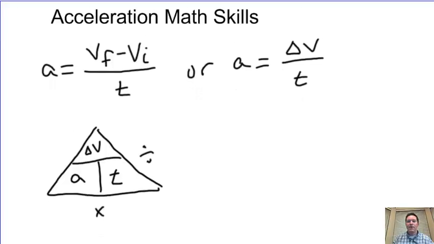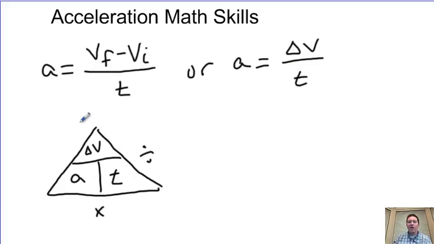All right, moving over to the acceleration math skills. Acceleration is equal to final velocity minus initial velocity divided by time. We can also put final velocity minus initial velocity together and say delta v. And this triangle is just a Greek letter. It's delta, which means change. And it's the same as saying I'm subtracting these two numbers, vf minus vi. So another way I can say it is acceleration is equal to delta v divided by t.